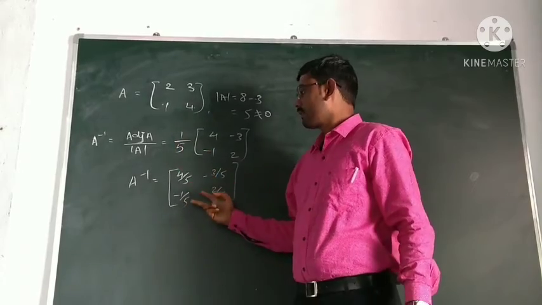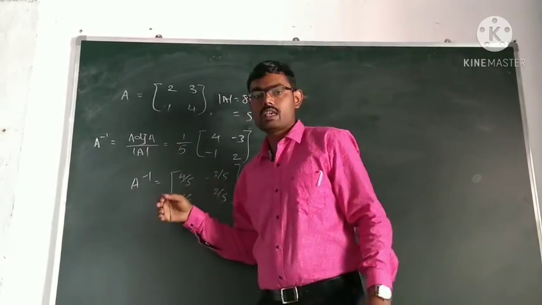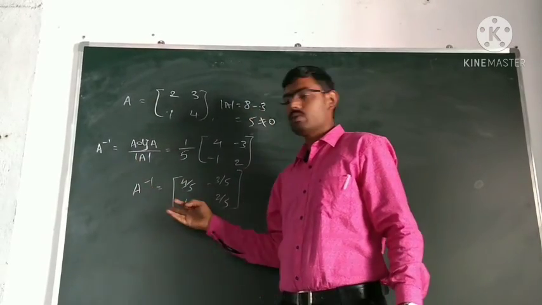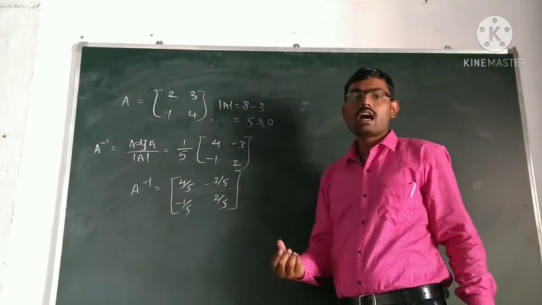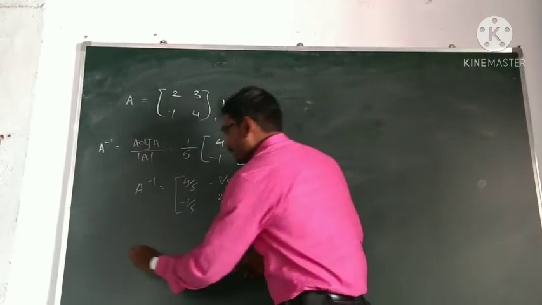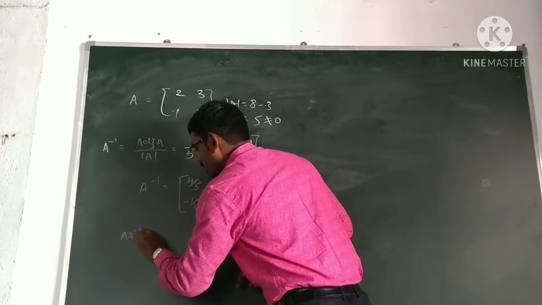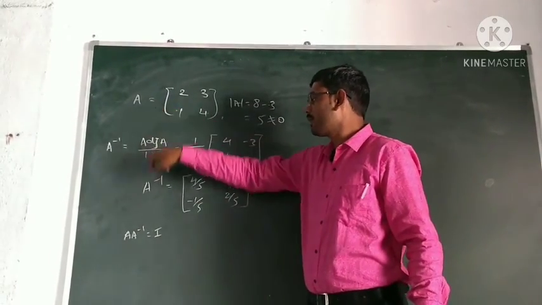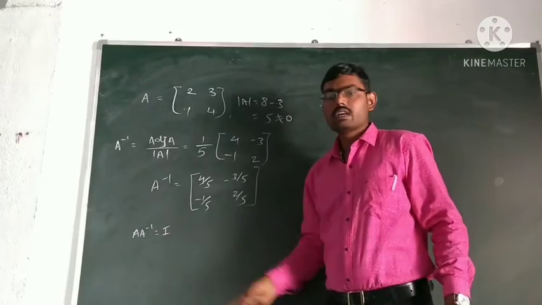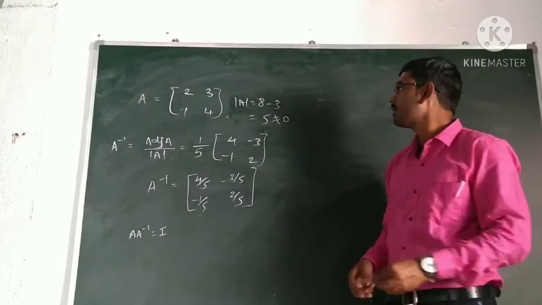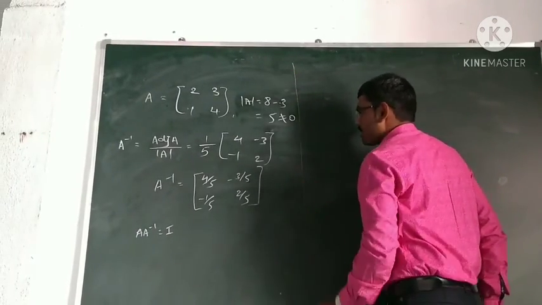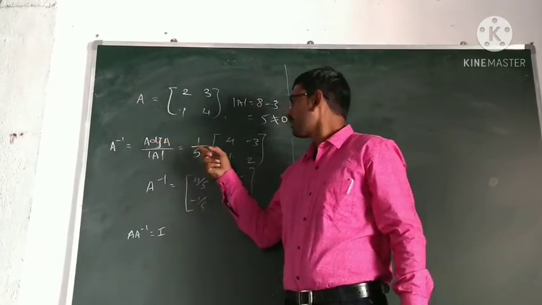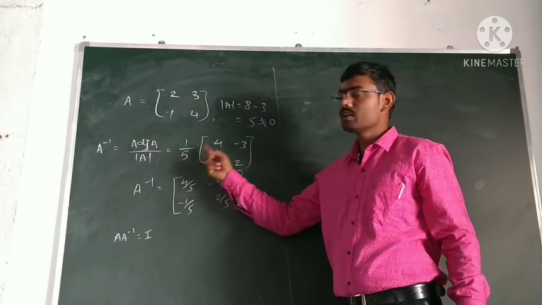You can cross check by taking the product of A with A inverse. A into A inverse, you will find the value will be equal to the identity matrix. You check A into A inverse must be equal to identity, or A inverse A. Take the product of A with this matrix, you will get the identity matrix. So finding the inverse of a two by two matrix is a very simple thing. Just take the adjoint divided by the determinant of the matrix.